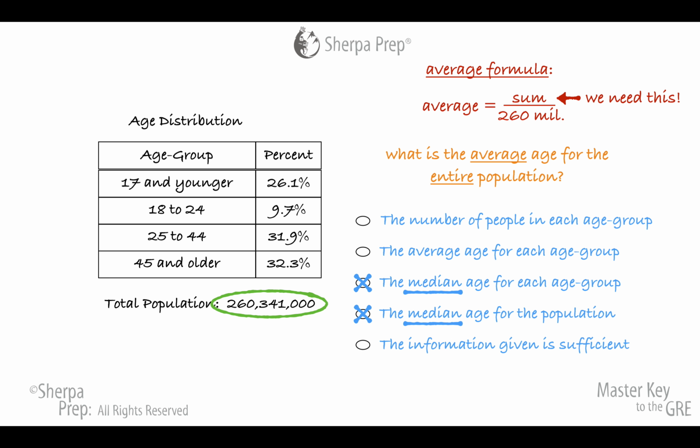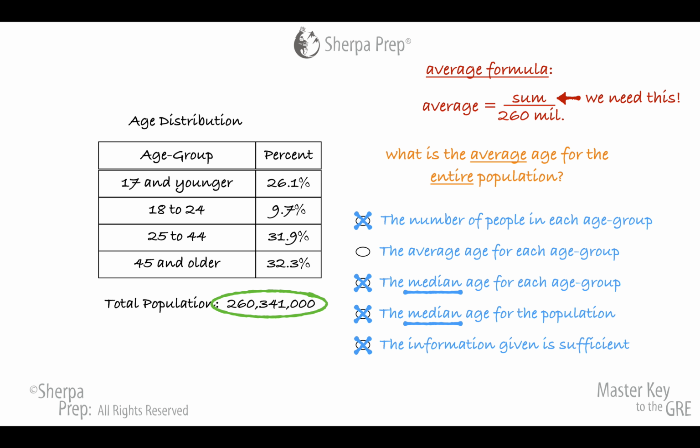Now, another answer that's not going to help us get the information that we're after is the last answer. Right? This already says we have everything we need, and that's clearly not the case. And finally, a last answer that's not going to give us the information that we're after is the first answer. We already know the number of people in each group. It's not stated explicitly, but we could clearly figure it out if we needed to.